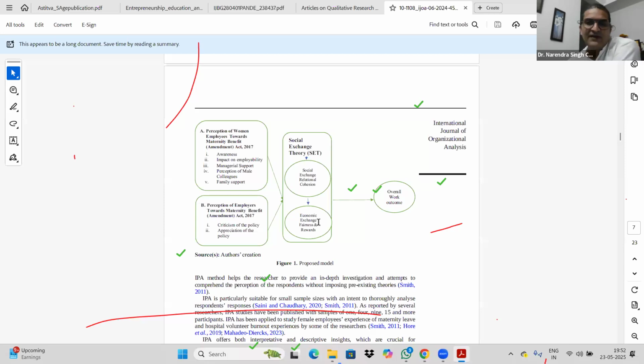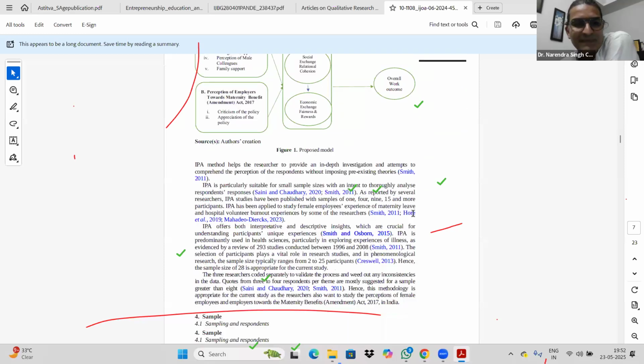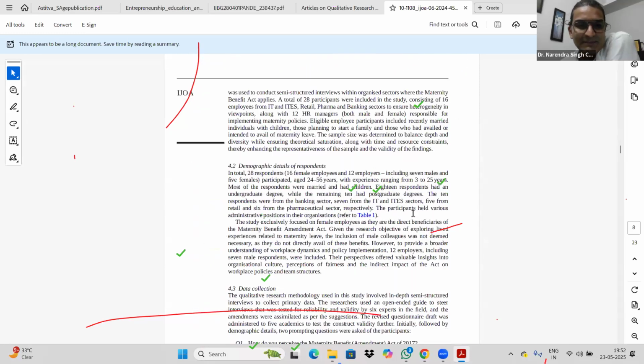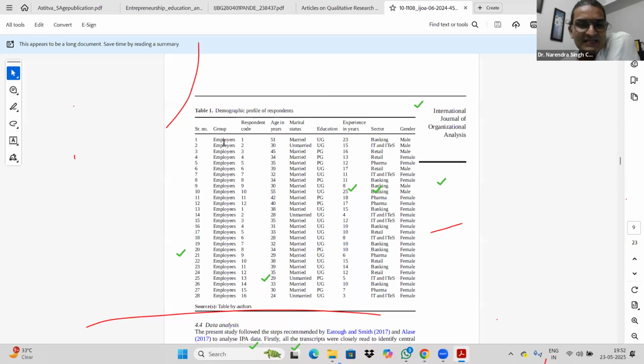So this is the model that we have prepared based on the interviews. These are the themes that have emerged. This is the social exchange theory, and then the overall work outcomes they are impacting. So samples, sampling, a lot of things. We have also mentioned the demographic profile of respondents.